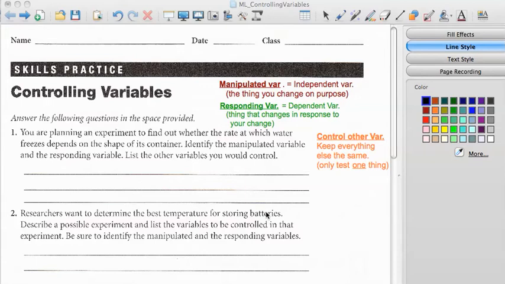And maybe you want to find out, does the one that's in kind of a rounded shape freeze faster than the one that's in a square shape? Or maybe you have one that's more of a triangle shape. Does the shape affect how fast it takes the water to freeze?